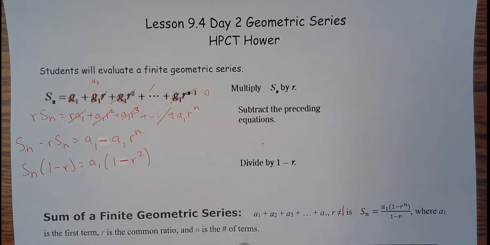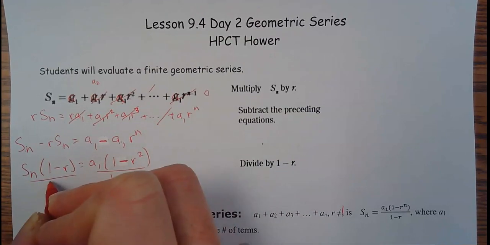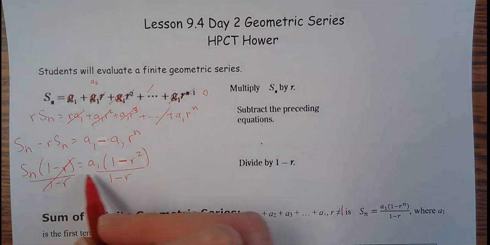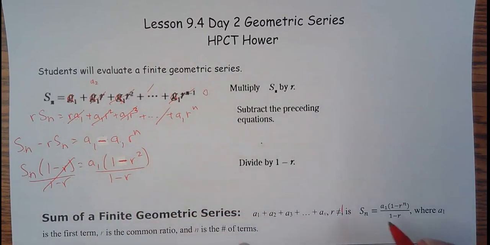Okay, and now my goal was I want to find S sub n. I want to find out what's the formula for adding up the sum of a certain number of numbers. So if I divide both sides by 1 minus R, I've got S sub n equals A sub 1 times 1 minus R to the n over 1 minus R.